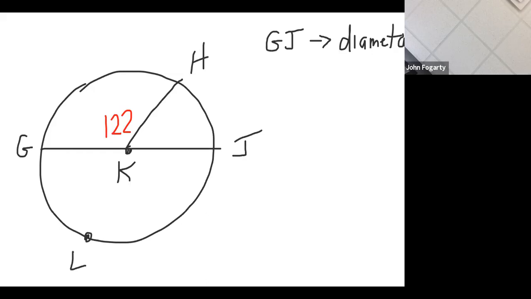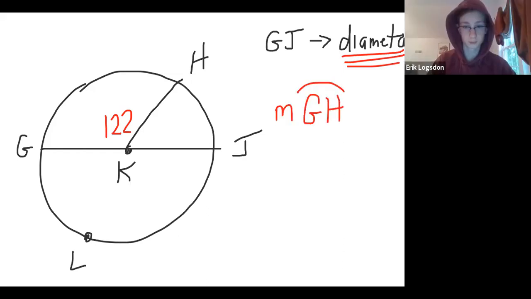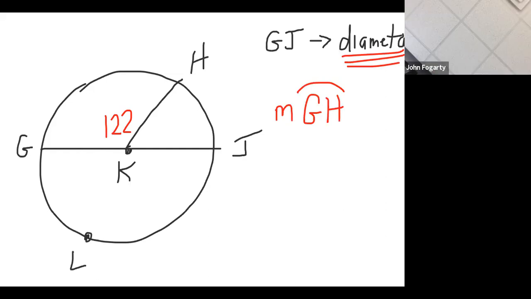Now, why is it important that I told you that GJ is a diameter? You're going to find out in a second. Ready? Tell me what is the measure of arc GH? What's the measure of arc? 122. It's 122, right? Because this arc has to have the same measure as the central angle.